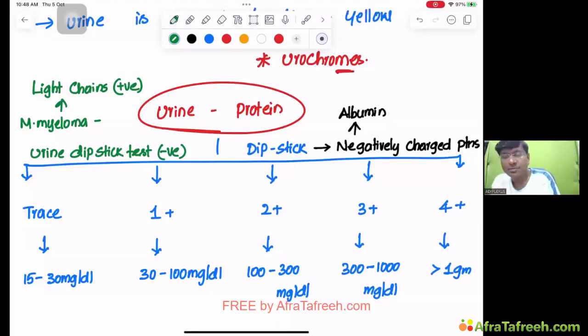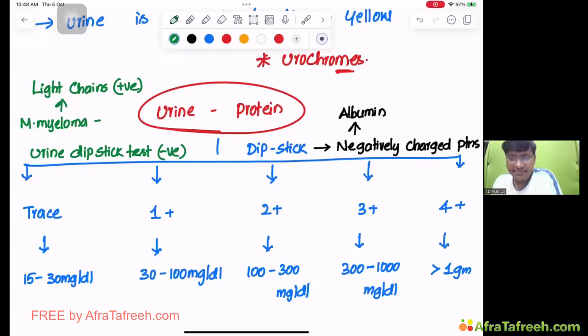So how much is the normal total proteinuria we have discussed? Less than 150, and normal albuminuria is less than 30. In recent times, what we are using is the albumin excretion rate. How do you calculate that? It is the urine albumin to urine creatinine ratio, expressed as milligrams per gram of urinary creatinine excretion.